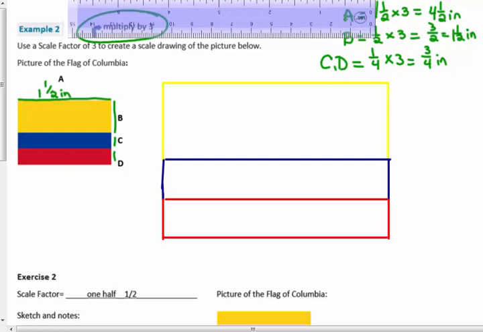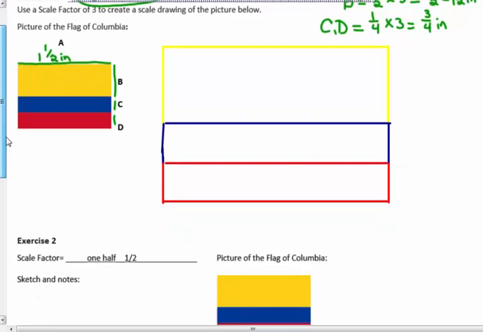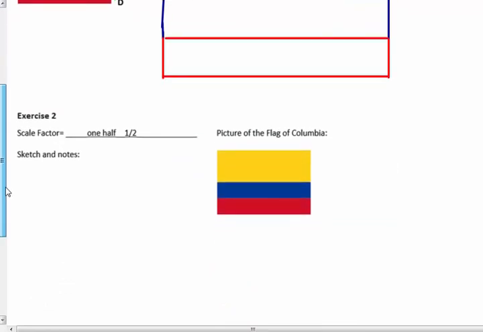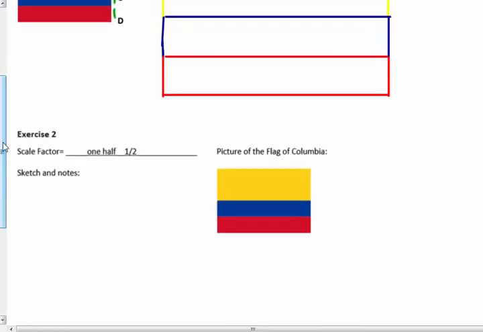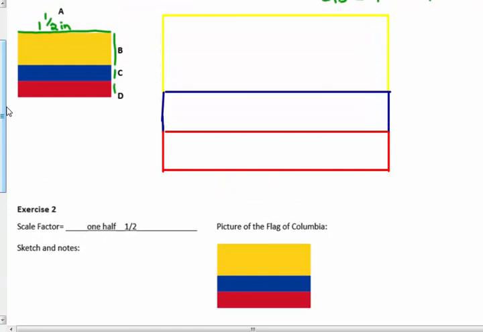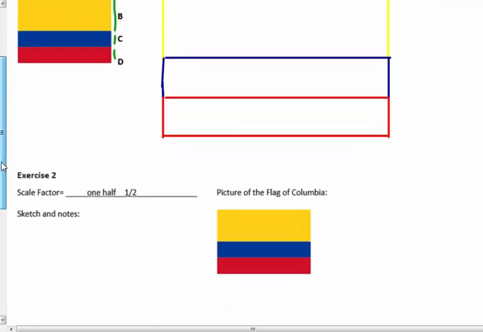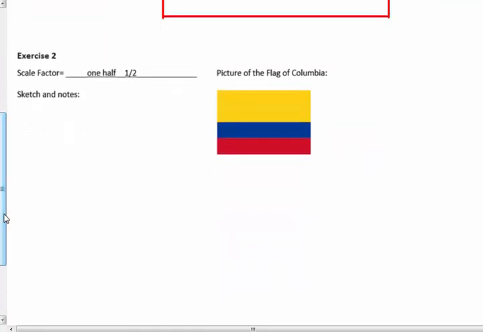that had dimensions of 1.5, 1/2, and 1/4, which are now 4.5, 1.5, and 3/4. So that's what my flag would look like. If you want to color it, feel free. The next one, where we're going to actually reduce it, is the same flag here in exercise 2. We're going to make it half the size. We're going to do that part, exercise 2, in class. So we'll be doing that one in class.